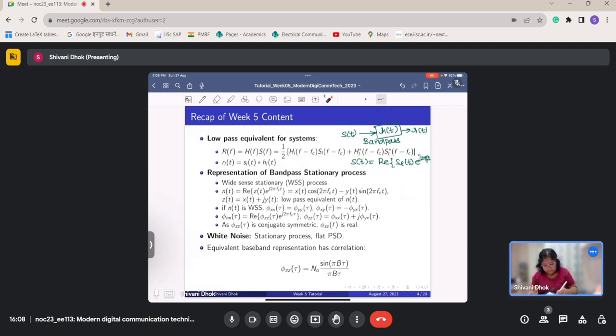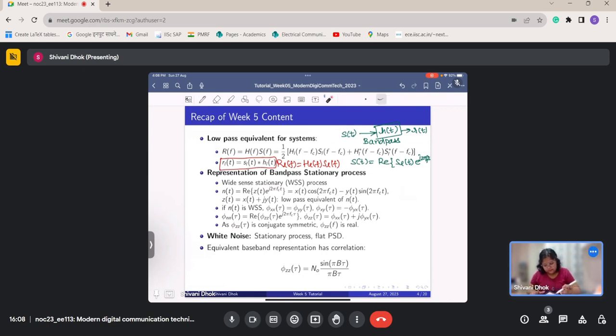So if we compare with the standard equation of any band pass signal in terms of its low pass equivalent, we found that R_l(f) is simply H_l(f) multiplied by S_l(f), which means that this r_l(t) is simply the convolution of s_l(t) with h_l(t).